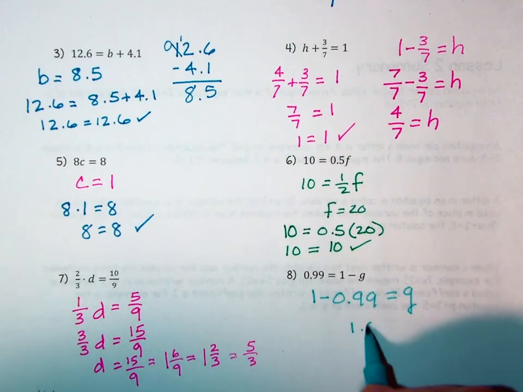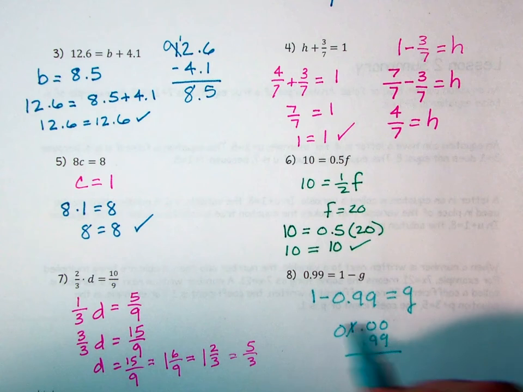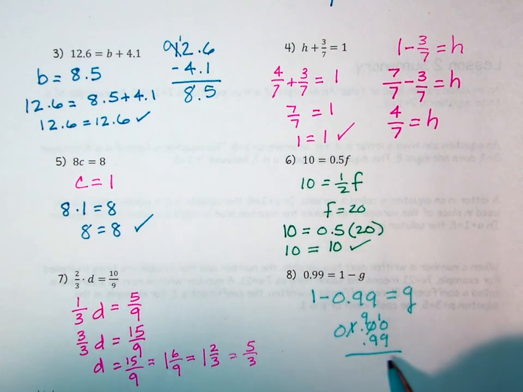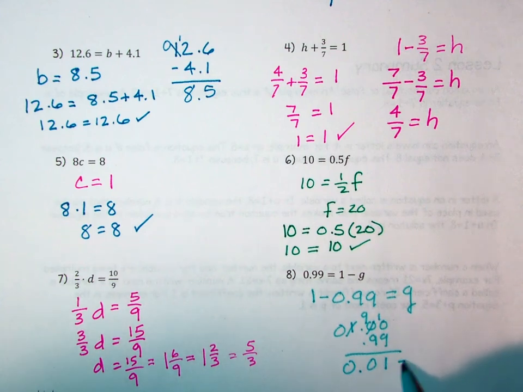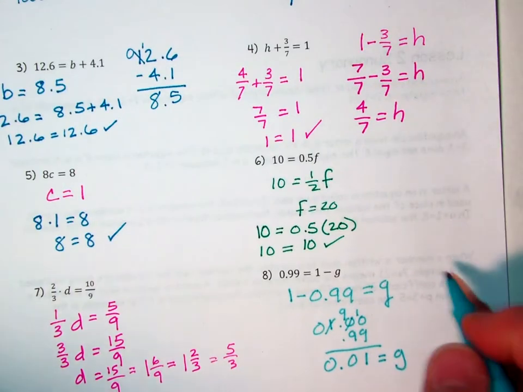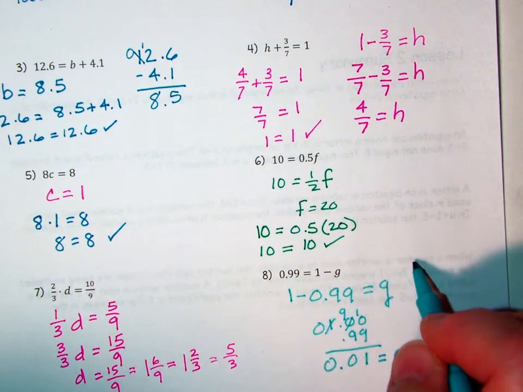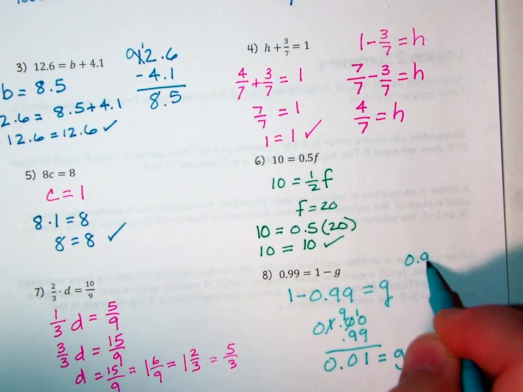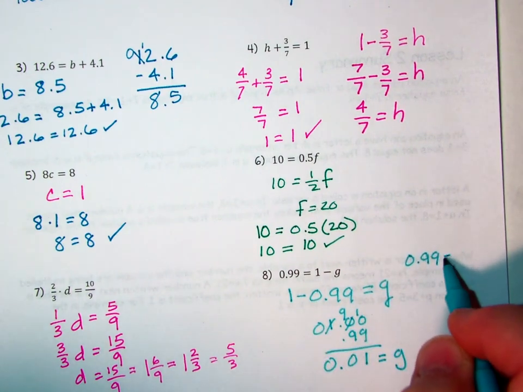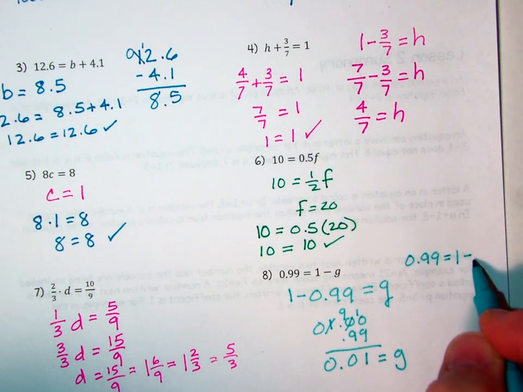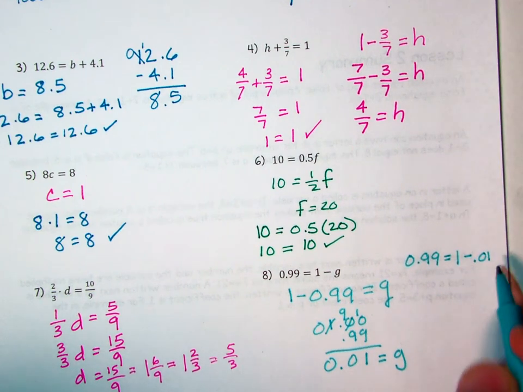So if I do 1 minus 99/100, come over and borrow. 10 minus 9 is 1, 9 minus 9 is 0. So I'm reasoning that G is equal to 1/100. And then I can substitute that into my equation to see if I get a true statement. Is 99/100 equal to 1 minus 1/100?